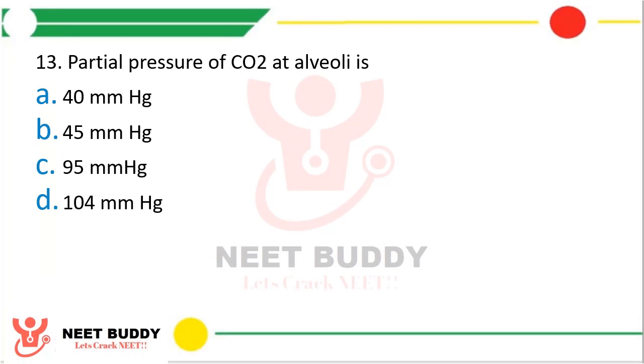Question number 13. Partial pressure of carbon dioxide at alveoli is option A, 40 mm of Hg, option B, 45 mm of Hg, option C, 95 mm of Hg, or option D, 104 mm of Hg. Partial pressure of carbon dioxide at alveoli is. The correct answer is option A, that is 40 mm of Hg.